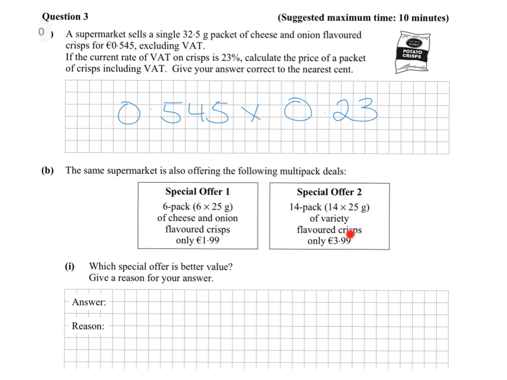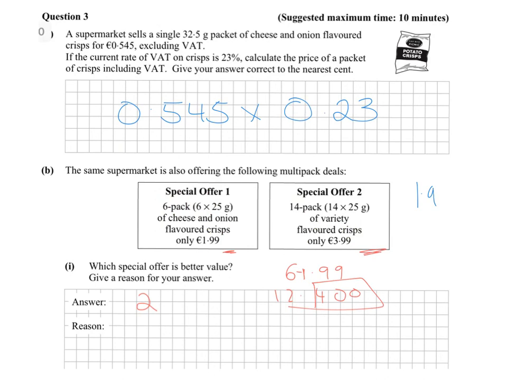So in order for me to get 6 of those, it's $1.99. Therefore, 12 of those would be, say, €4 altogether. So immediately I can spot, well, 12 of those is going to be €4, whereas I can get 14 for those. So special offer 2 is better. And the reason for that can be a number of things. It can be just as looking at what I did there. You could also work out what would it be for 1 packet of crisps.